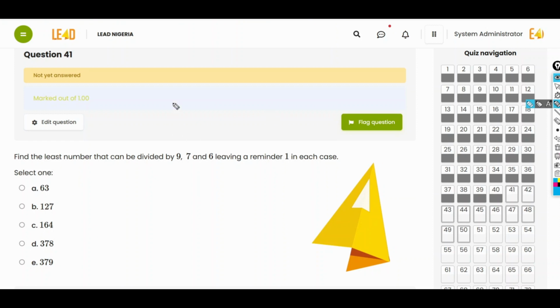Okay, so 41 says, find the least number that can be divided by 9, 7, and 6, leaving the remainder of 1 in each case. If we take the question up until this point, it's obvious that you're finding the lowest common multiple, the LCM. So you want to find the LCM and then add the remainder. The LCM will give you the least number that can be divided by all three of them. Then you just add the remainder, so that when you divide by any of them, you would have that remainder. So let's find the LCM and then we'll add 1.